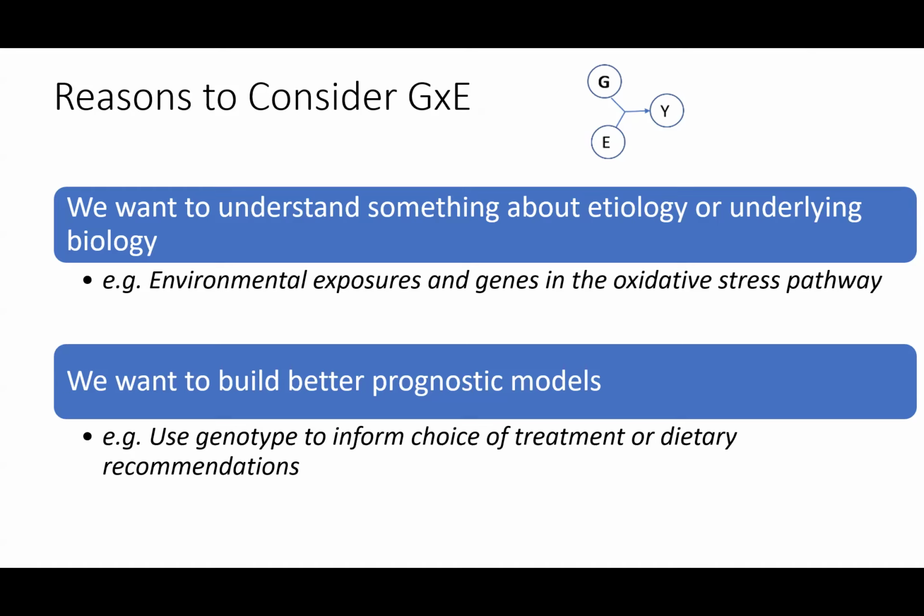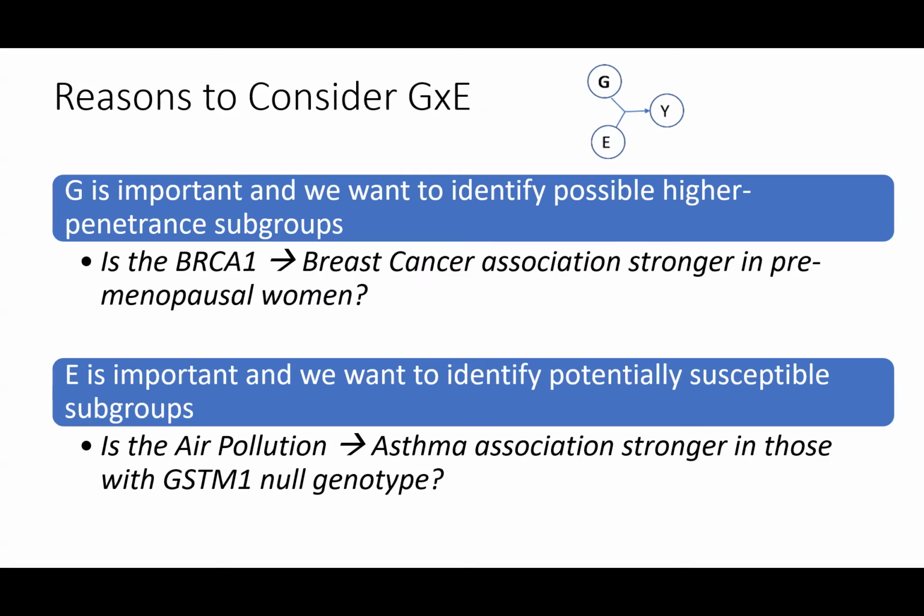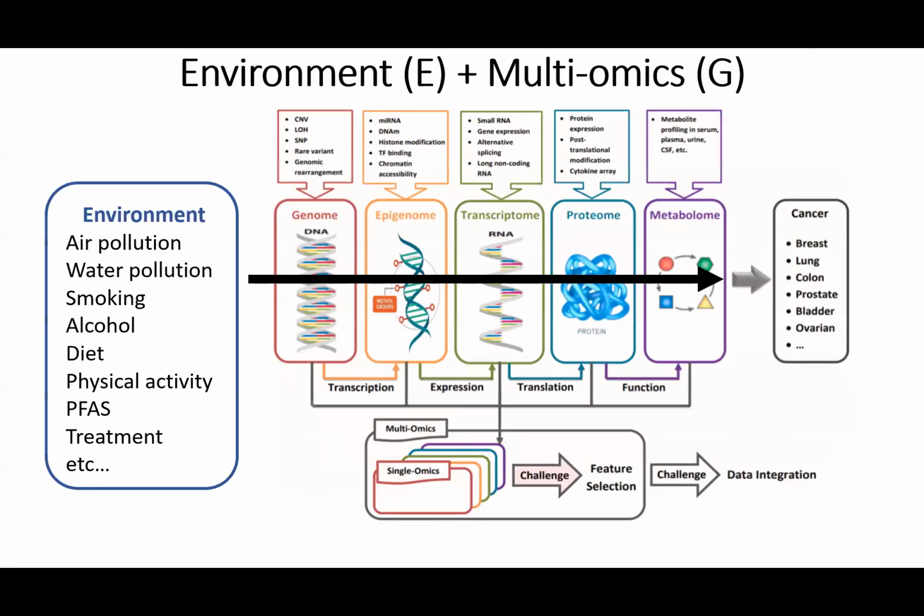So why do we want to do it? Well, maybe they're both involved in an oxidative stress pathway. We want to understand biology. We want to build a better prognostic or prediction model. Maybe there's a genetic component to a disorder like BRCA1 in breast cancer, but we want to see whether it's stronger in one particular subgroup, or maybe an exposure is known to be important, like air pollution related to something like asthma, and we want to see whether it's stronger in a particular genetic subgroup. So you can think of it as environmental effects modified by genes, or genetic effects modified by exposure.